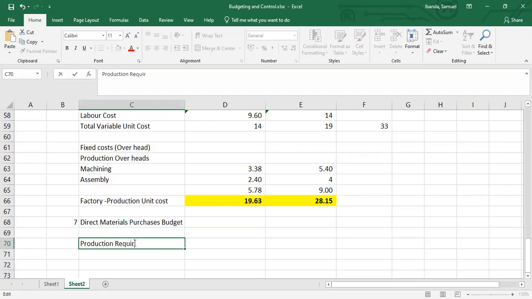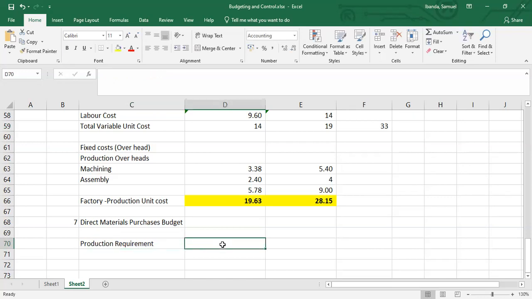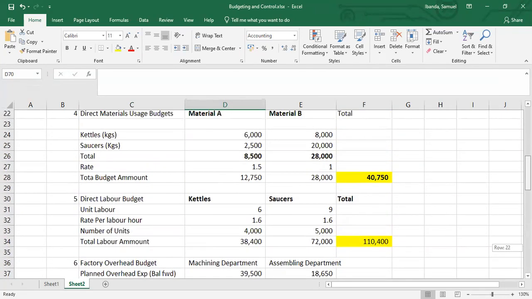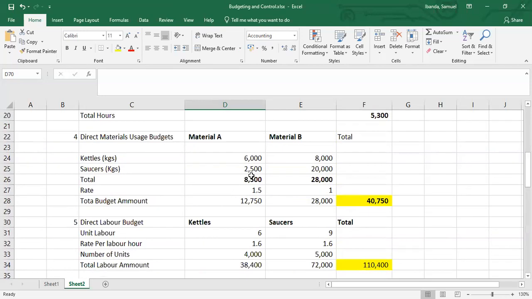The production requirement. Now, if you go up, you'll be able to see that when it came to the direct material usage, we needed 8,500. Remember, these are kgs. This is what we needed.